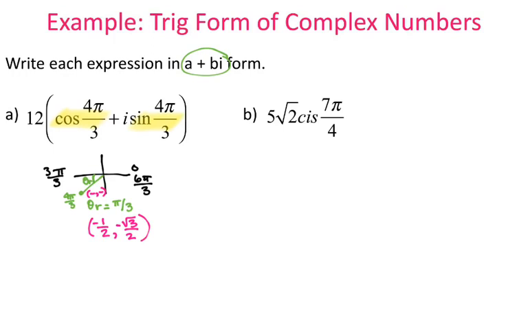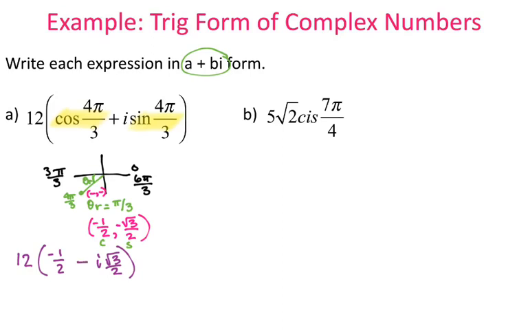Okay, so now that I have the ordered pair, cosine is my x, sine is my y. So I'm going to go ahead and rewrite my original problem. I'm going to write this as 12 times cosine of 4 pi over 3 is my x-coordinate, so negative 1/2, plus I sine of 4 pi over 3. So it's going to be plus negative I root 3 over 2. Now, of course, I'm adding a negative, so I'm going to go ahead and change that to a minus.